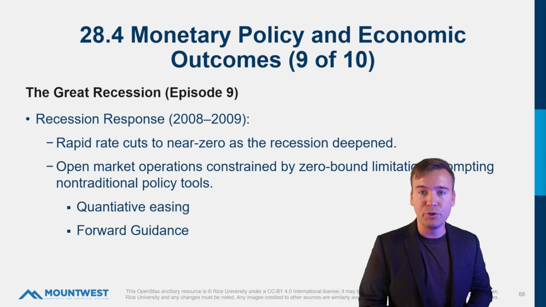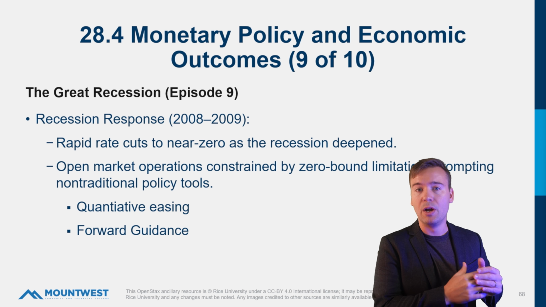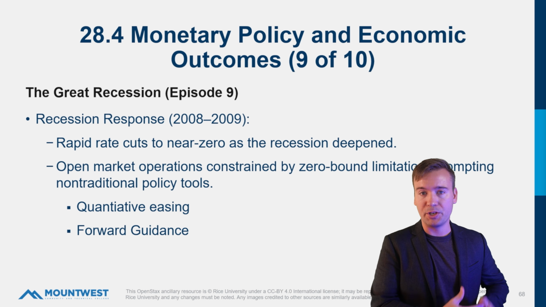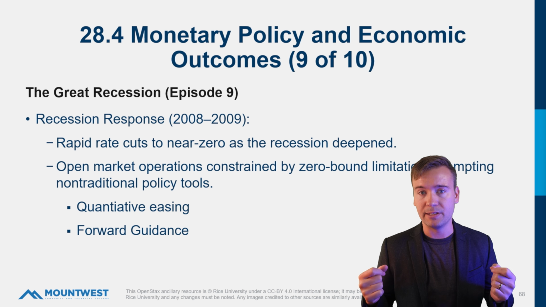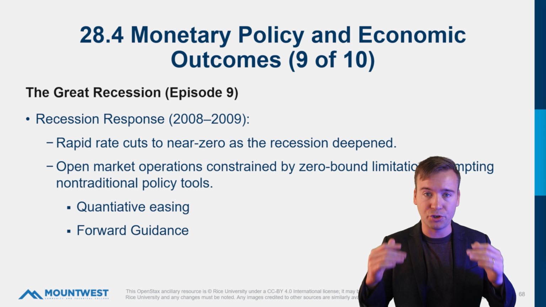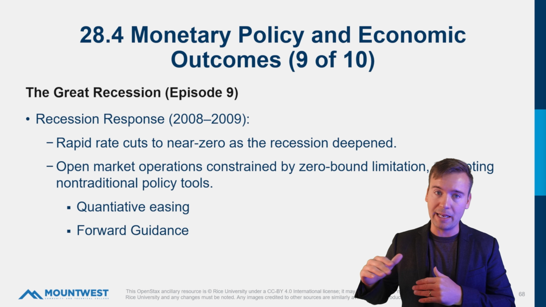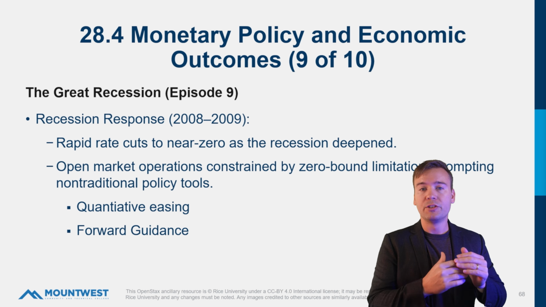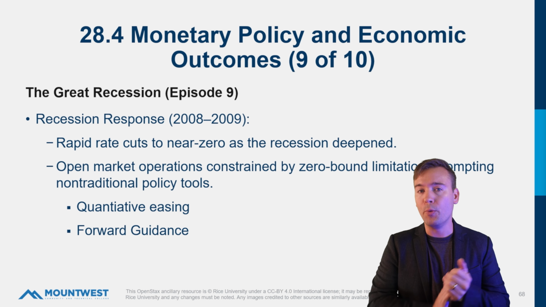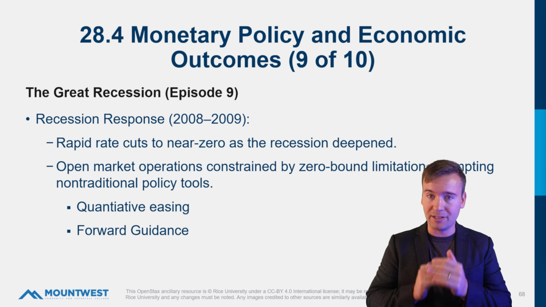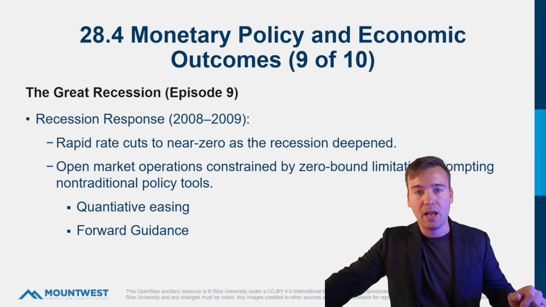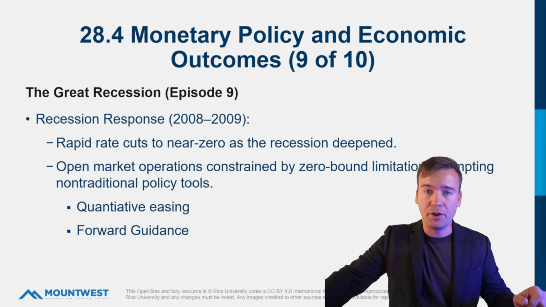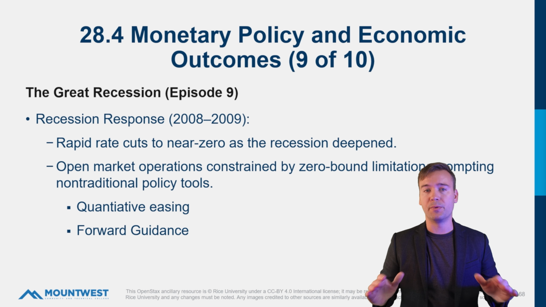The aggressive moves were aimed to lower the cost of borrowing as much as possible. We wanted to encourage consumer spending, encourage business investment to help counteract that sharp decline. We ran into that zero bound problem. So when the conventional open market operations started to be constrained by the zero bound interest rate limitation, the Fed turned to non-traditional policy tools to continue providing economic support.